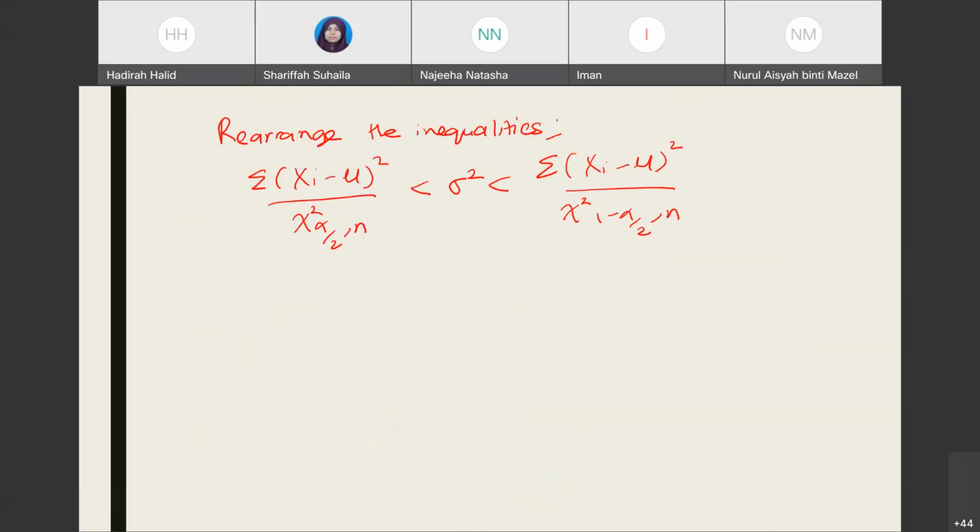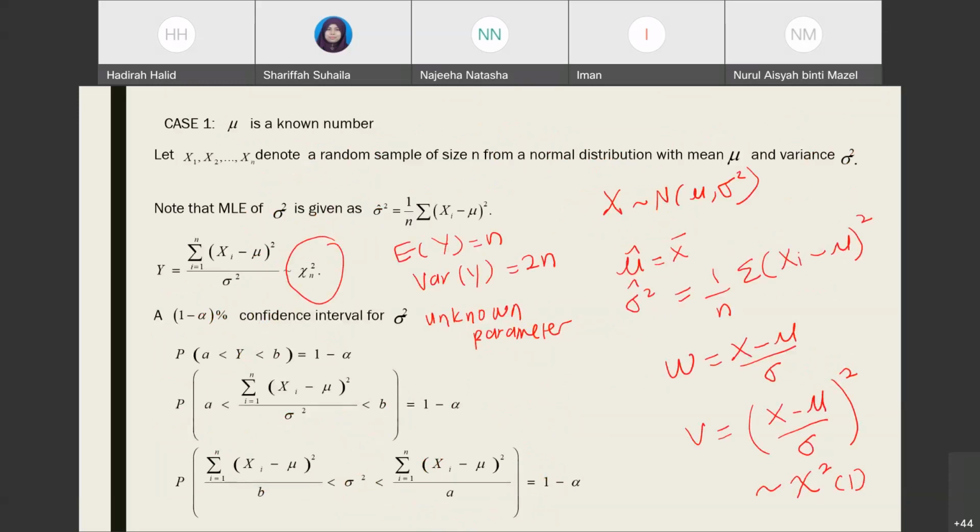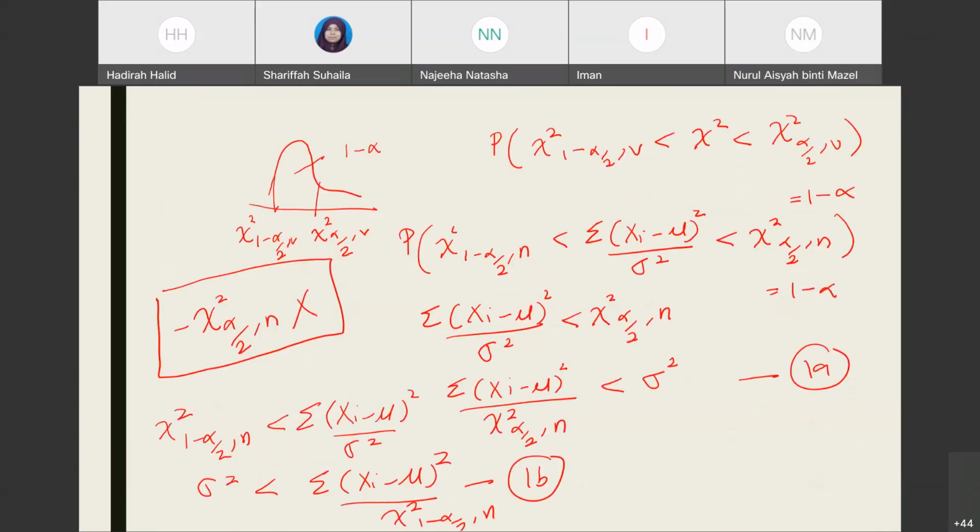We have chi-square alpha over 2 and chi-square 1 minus alpha over 2. The values you can refer from your stats table. So that is the case where mu is a known number. From the question, you need to identify whether it is case 1 or case 2. If case 1, mu is a known number, meaning the mean of the normal distribution is already given. The variance is sigma squared, because your variance is unknown. You only want to estimate your variance. So that is the first case.